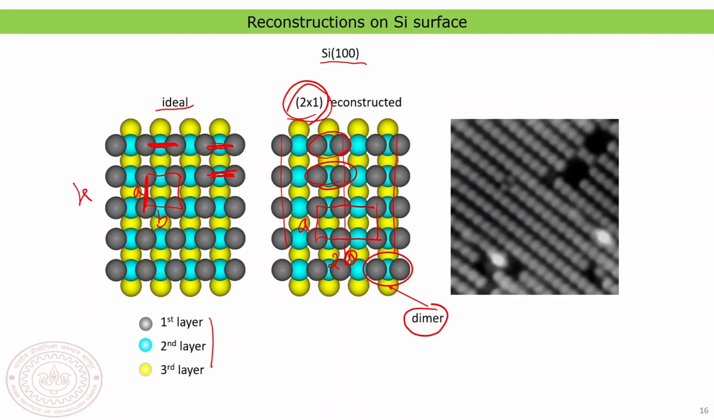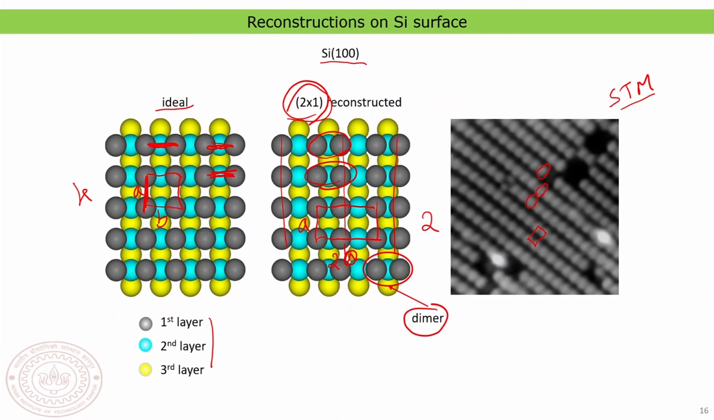Now let me also show you a scanning tunneling microscopy image. Of course, we will see the microscope in detail. With this image you can basically see the atomic arrangement of the surface, and these bright lobes are nothing but the dimers of silicon. You can see here that the symmetry of the surface is represented by this rectangle, and that means it is a two-fold symmetric surface.